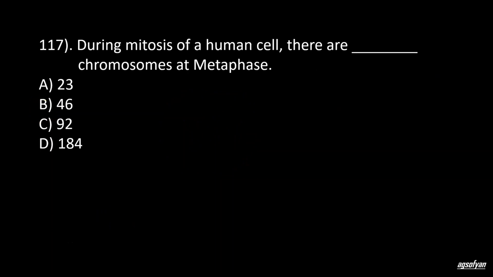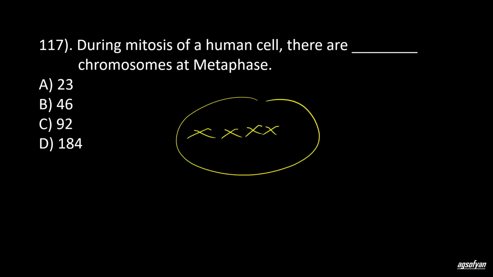During mitosis of human cell, there are blank chromosomes at metaphase. Metaphase, when the chromosomes are lining up in the middle, all of them, and still will be 46. Okay, it's not divided yet. So still 46 during metaphase.